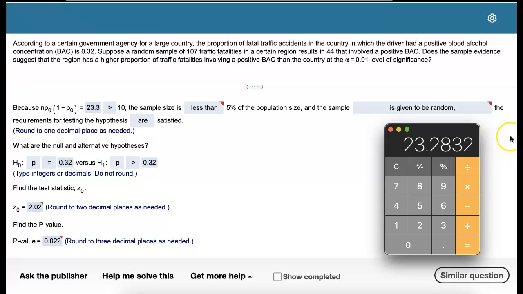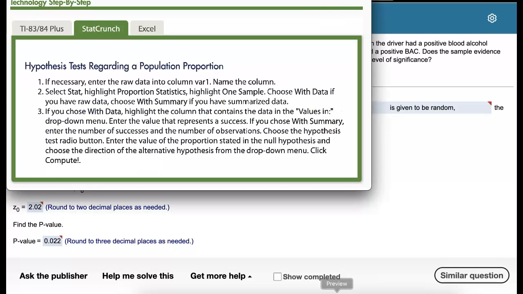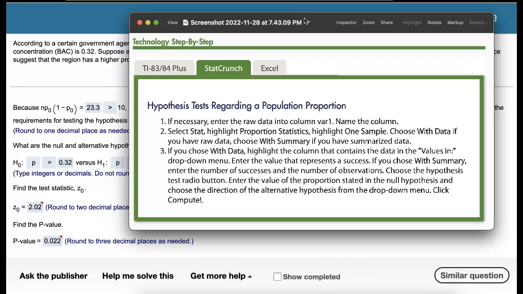So for the rest of this example, or at least these next two parts, we can use StatCrunch to help us calculate the test statistic, z0, and the p-value. I would highly recommend using technology of some form whenever you can. So here are those instructions for finding this test statistic and p-value.